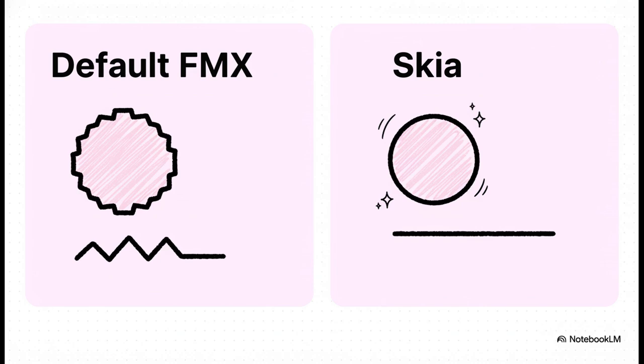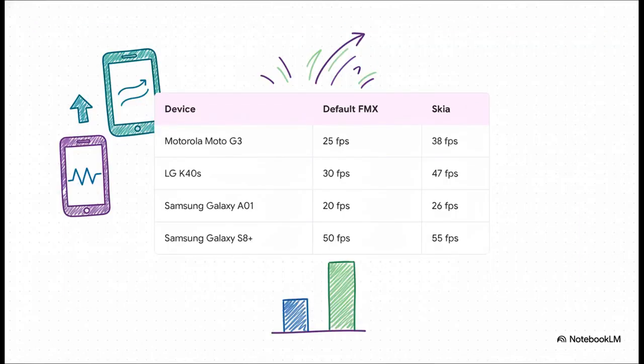The default FireMonkey renderer on mobile often skips anti-aliasing, which can make your graphics look kind of jagged. It can also be inconsistent with how it draws things like strokes and corners. Skia, on the other hand, is this mature, GPU-accelerated graphics library. It's actually what Google Chrome and Android itself use, and it gives you gorgeous, high-quality anti-aliasing right out of the box. It fixes all those drawing issues, which leads to an app that not only performs better, but looks way better too.